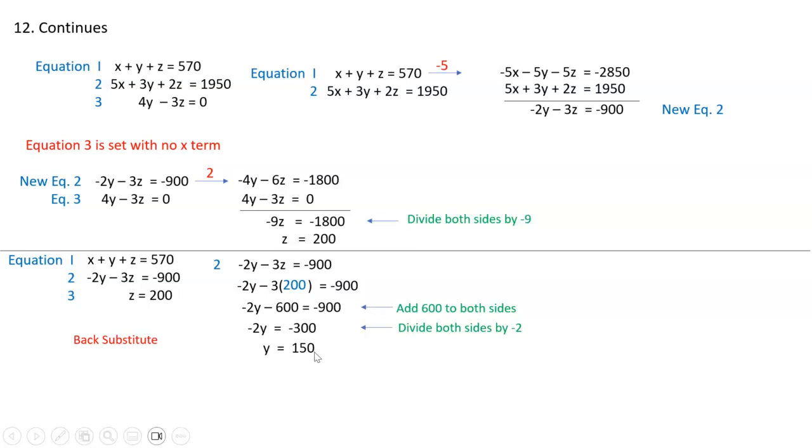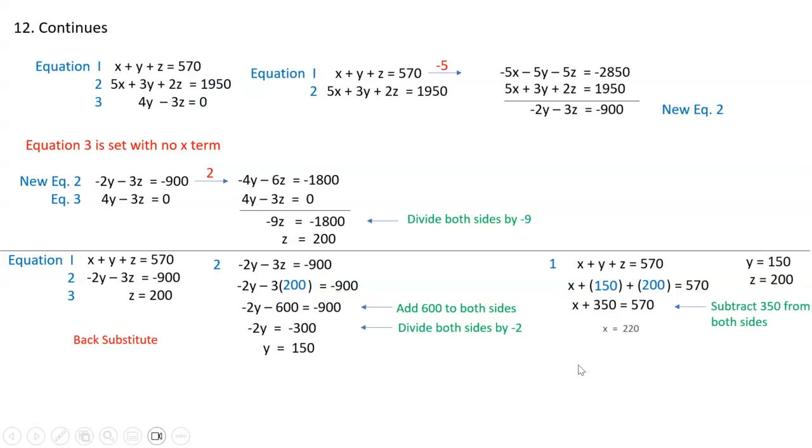So I got the value for z and I got the value for y. Now I need to find the value for x. So we go to equation number 1. We know what the y and the z values are. All we do is plug them in. y is 150 and z is 200. So it will be x plus 350 equals 550. We subtract 350 from both sides. So it's going to give us x equals 220. So here's my solution. It's going to be 220 adults, 150 teenagers and 200 preteens were in the concert.